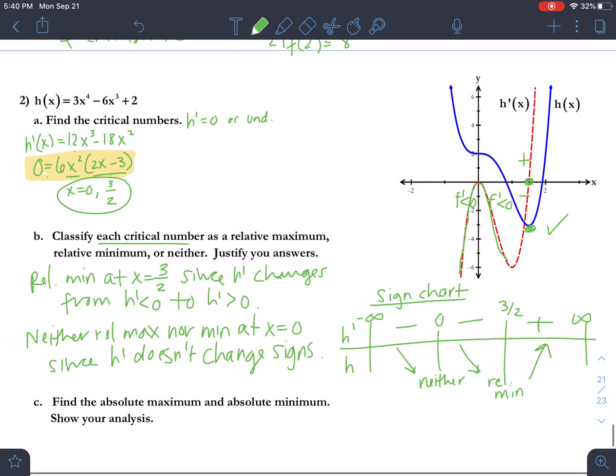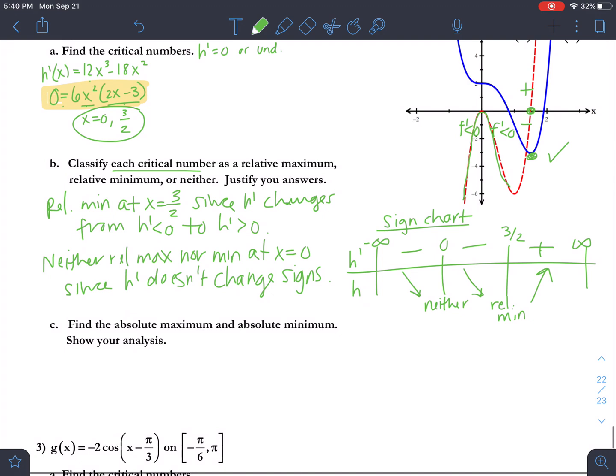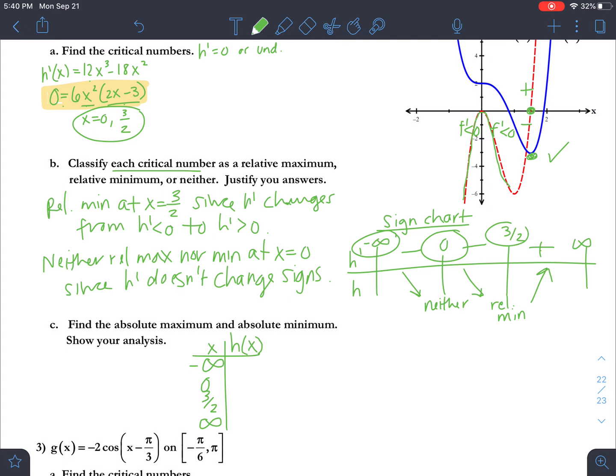So last thing we got here, guys, how about absolute max and absolute min? Show your analysis. Well, we just did this problem above. So now we know analysis for absolute max and min means make a table, x and h of x. Remember, we're not plugging into the derivative, plugging into the original. What do we include? We include any endpoints and any critical values. So I have negative infinity, 0, 3/2, and infinity. If you made your sign chart correctly, it should be those values.